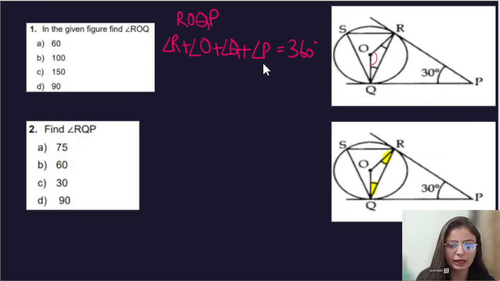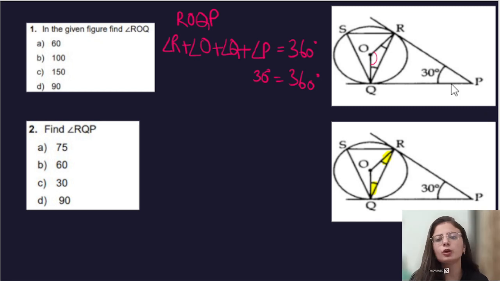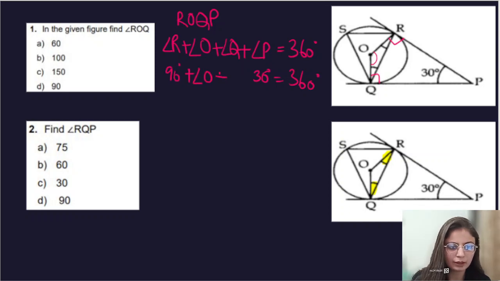Now we already have this angle P which is 30 degrees, right? Now what would be angle Q and angle R? Now observe that PQ and PR are tangents, right? And we know the theorem that a tangent at any point of a circle is perpendicular to the radius to the point of contact, right? So this angle would be 90 degrees. This angle would also be 90 degrees, right? So angle R is 90. Angle O we need to find, and angle Q is also 90, right?